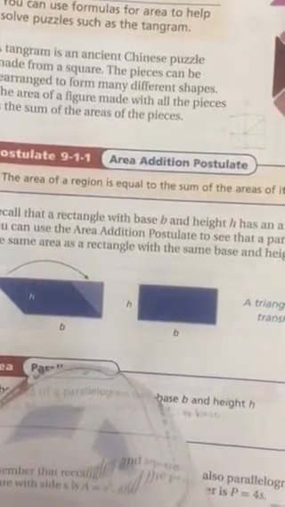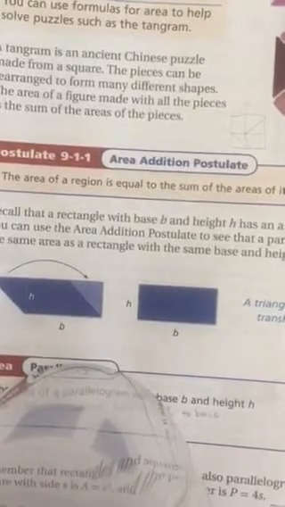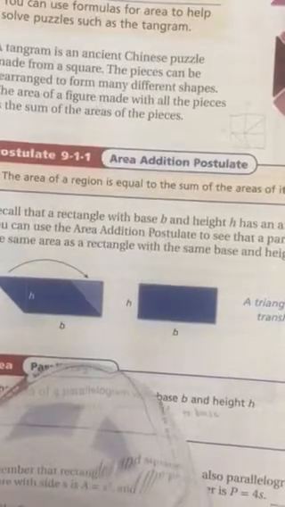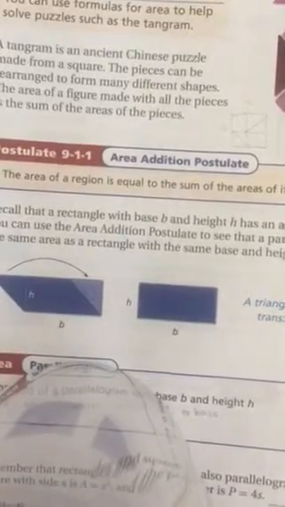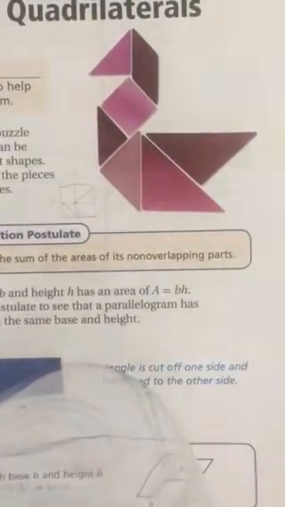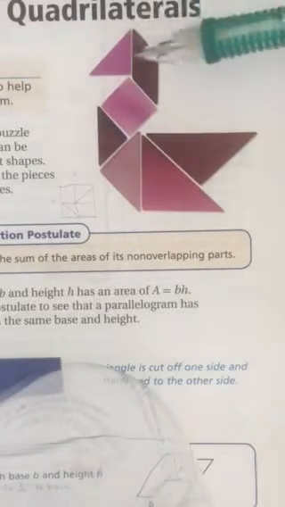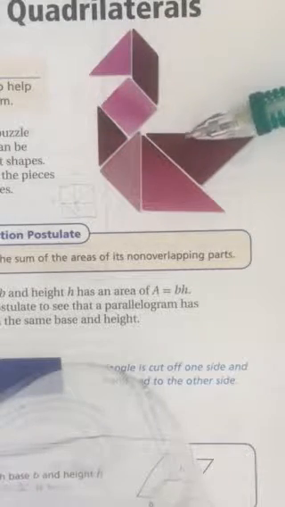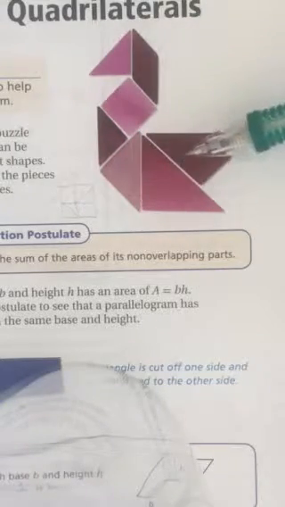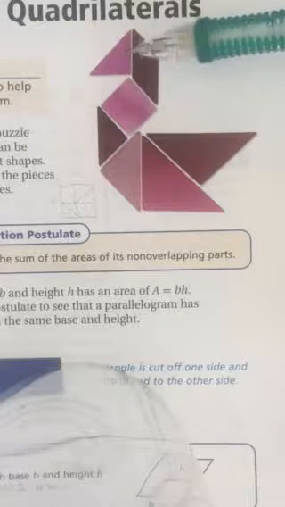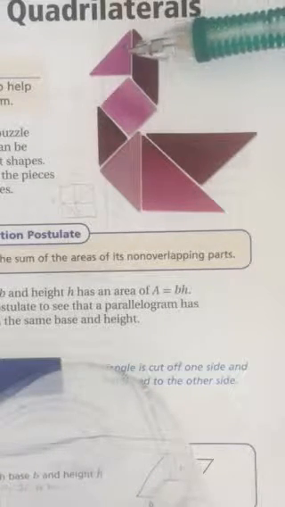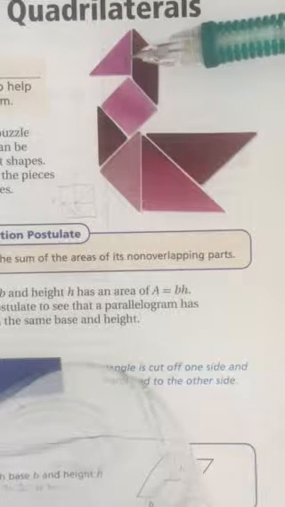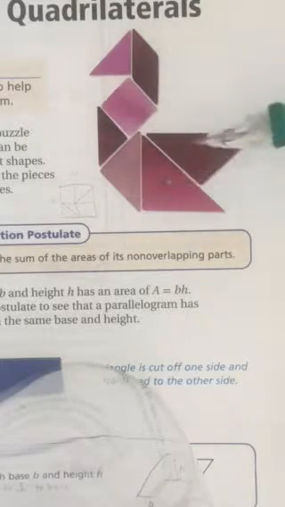Now this is kind of like our segment addition postulate and our angle addition postulate that we learned early in the year. It says the area of a region, in this case the square that we started with, is equal to the sum of the areas of the non-overlapping parts. So looking at this tangram, that simply means that all of these are the pieces of the imaginary square that we cut them from, and we used every part of the square. So what this postulate says is that the area of that original square is the same as the area of each of these pieces added together.